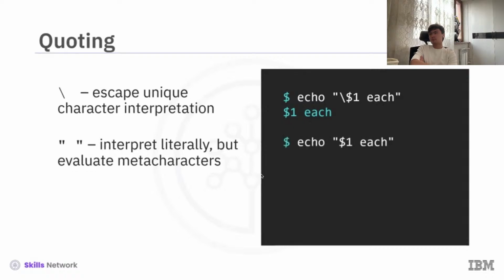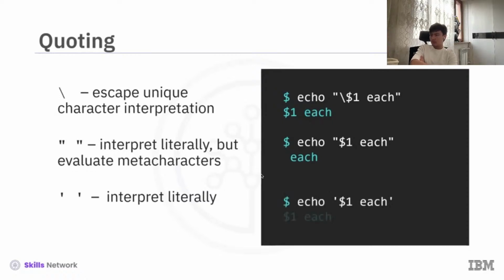For example, the $1 expression without the preceding backslash is interpreted as a variable, which in this case is empty, as we see here. Notice that it printed the space before each. Single quotes, on the other hand, are used to interpret all contents as literal characters. For example, this expression returns the same result as the first example above.